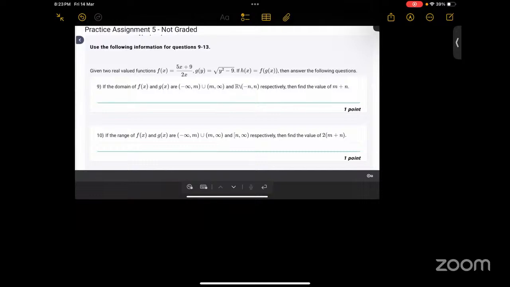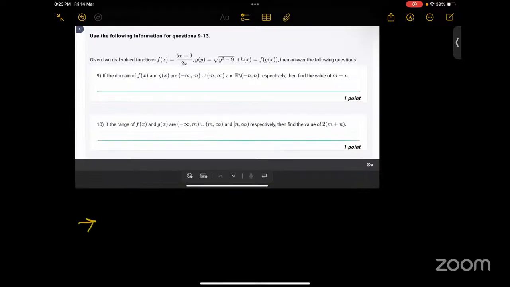Okay, so here we have the functions f and g given, in question numbers 9 and 10. Question number 9 says if the domains of f and g are this and this respectively, then we have to find the value of m plus n. So the first thing is we have to find the domain and range of the functions f and g. Let's start with f. What is f? f of x is basically 5x plus 9 divided by 2x.